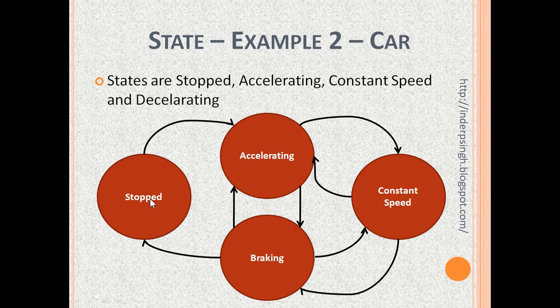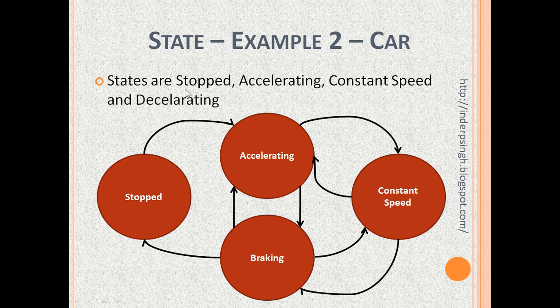So let us see another example, and the diagram that we have over here is for a car. This diagram is also called the state diagram or the state graph or the state chart. So every one of us has driven a car or been in a car that is driven by somebody else.